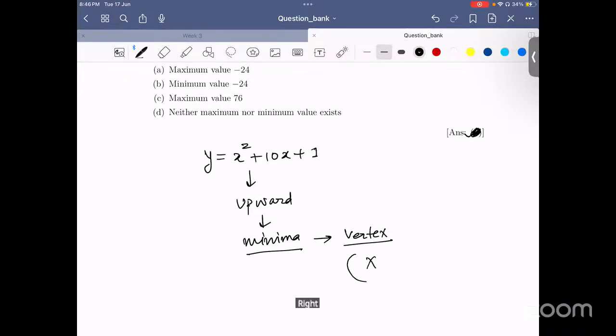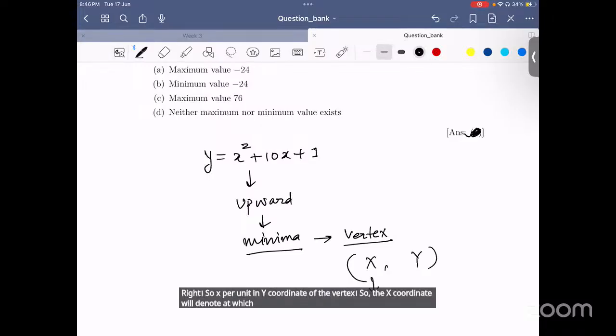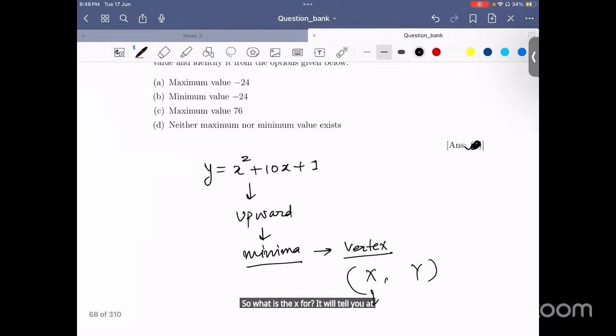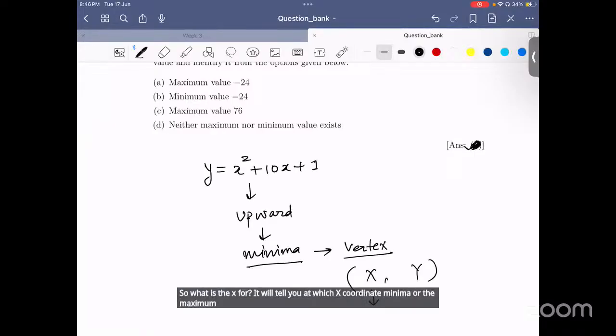So the x coordinate and y coordinate of the vertex. The x coordinate will tell you at which x the minima or the maximum exists. For this case, you can get an idea about the point at which the minima exists. And the y coordinate will tell you the exact minimum value. Are you getting me?